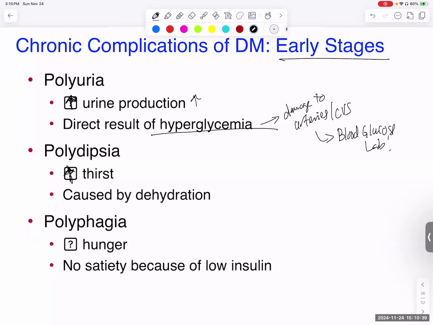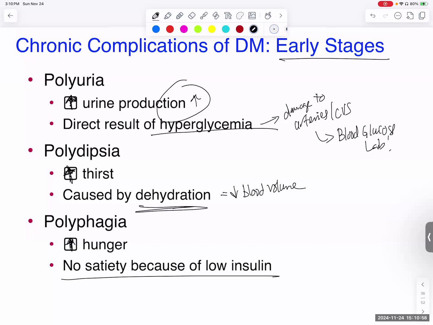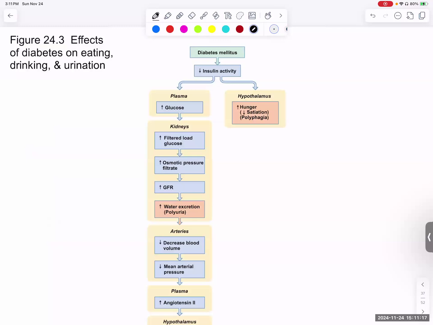Also, increase in the thirst, polydipsia. Why? Caused by dehydration and a decrease in blood volume because we have constant urine production, so we're losing blood volume. And then polyphagia, you have an increase in hunger. You're never satisfied; the satiety centers of the hypothalamus don't tell the brain you've eaten. So you just keep thinking you're hungry.